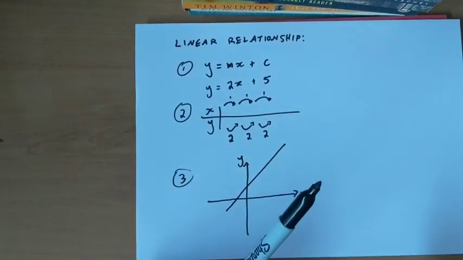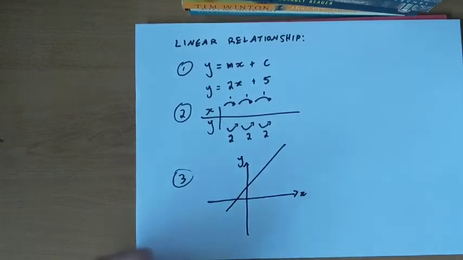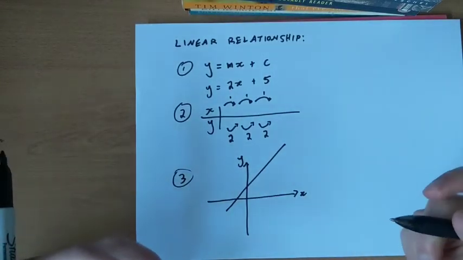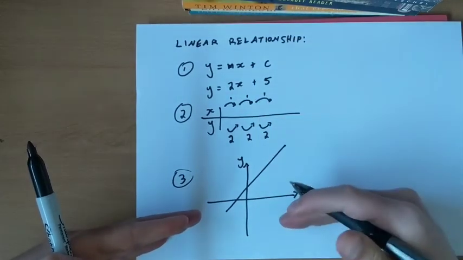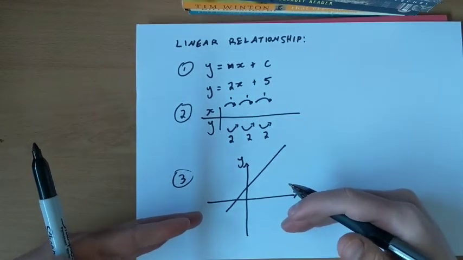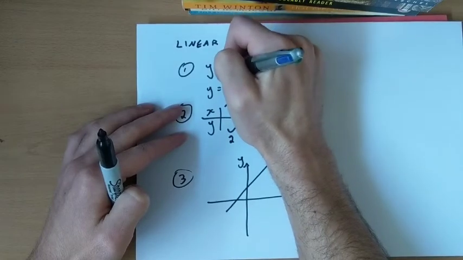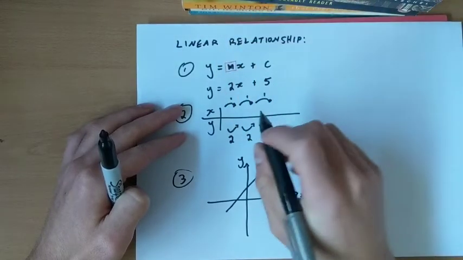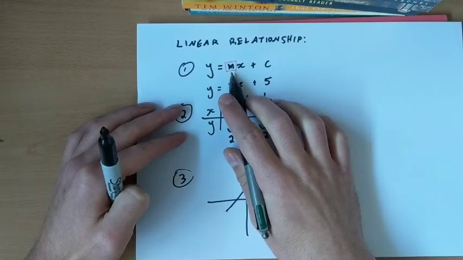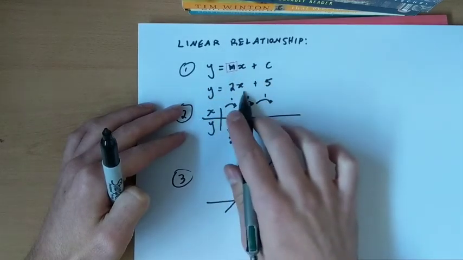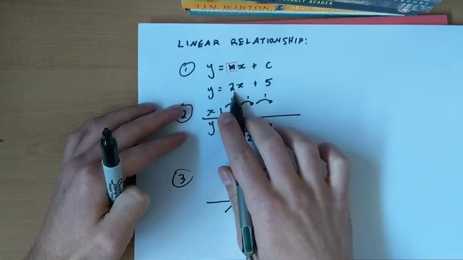In the last video, we spoke about the gradient, and we said that the gradient can be thought of in three different ways, according to these three different understandings of linear relationships. We said that we can think of the gradient as whatever number fits the m slot of my rule here, y equals mx plus c. So in this example, my gradient would be 2.